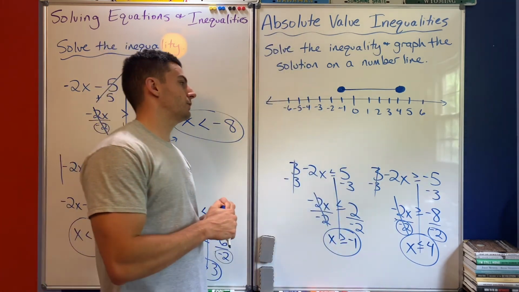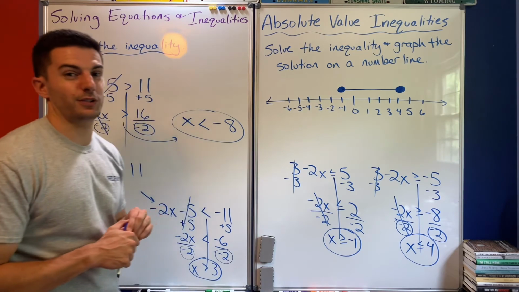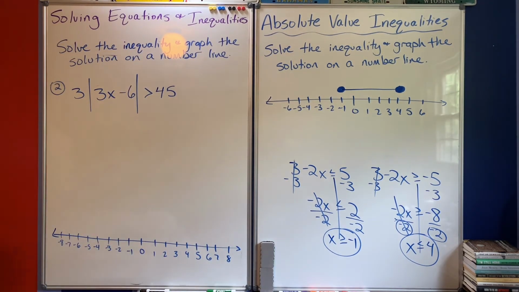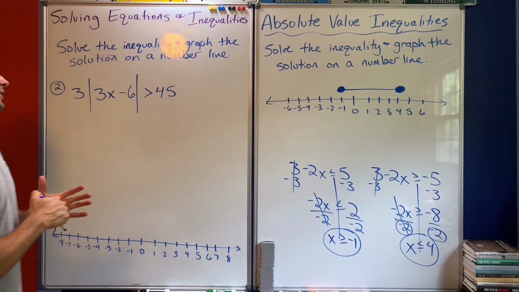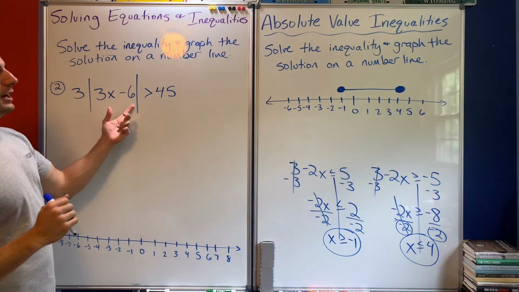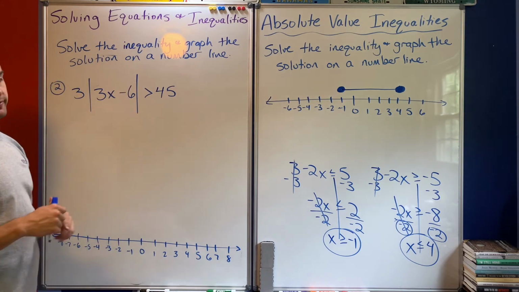All right, so let me do a few more examples and hopefully it'll make a little bit more sense. So we've got number 2 here, and it says solve the inequality and graph the solution on a number line, same directions. So I look at this. It's got 3 times the absolute value of 3x minus 6 is greater than 45.